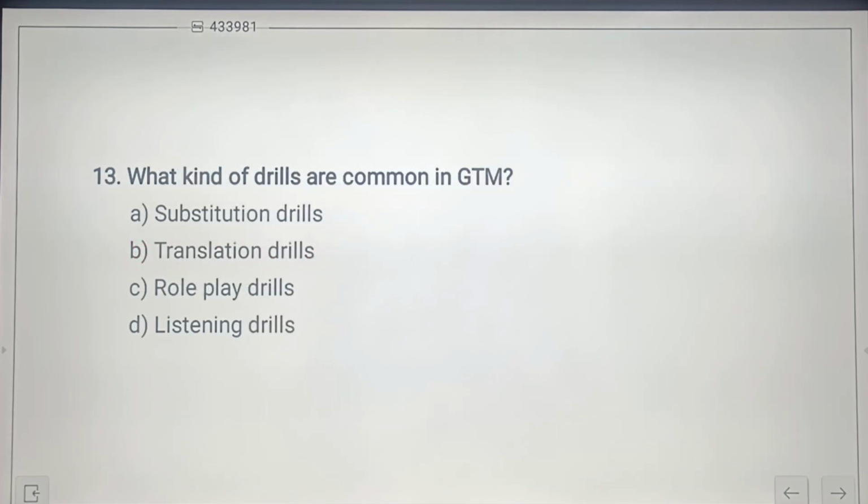Next, what kind of drills are common in grammar translation method, GTM? A. Substitution drills. B. Translation drills. C. Role play drills. D. Listening drills. The right answer is B. Translation drills. Translation drills are common in grammar translation method.